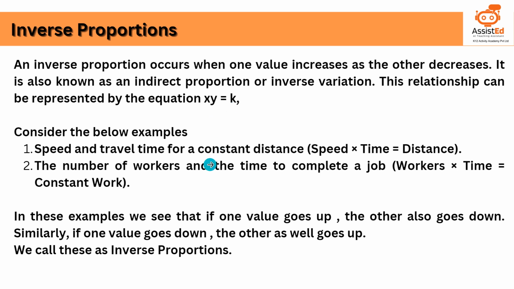Consider a few examples over here, like speed and travel time. The faster you travel, or if the speed is more, in less time you will be able to reach your destination, is it not? So that's why these are inversely proportional. Similarly, the number of workers and the time taken to complete a job. If you have just one person, that one person will take a longer time to complete a job when compared to a team of 5 or 6 people doing the same job. These are also examples of inverse proportions.